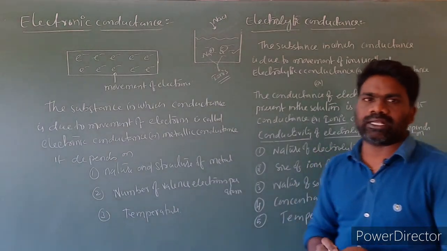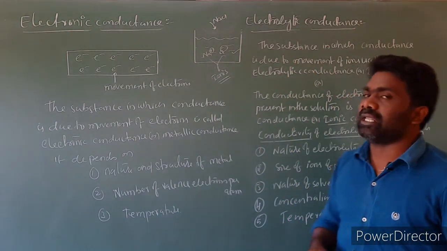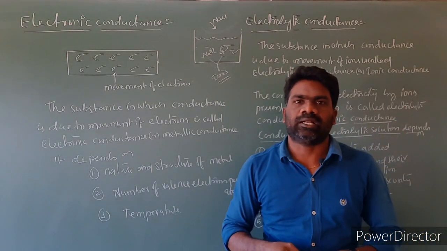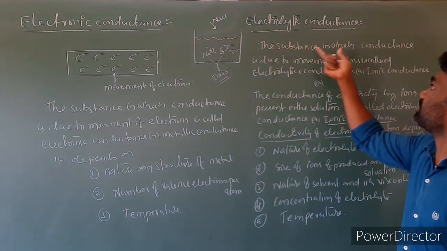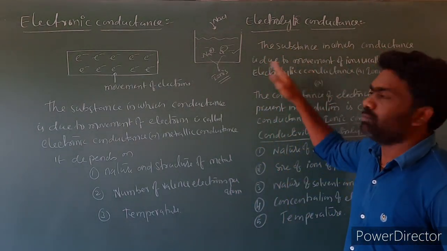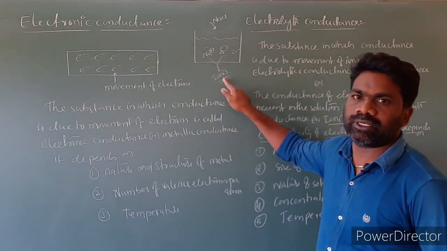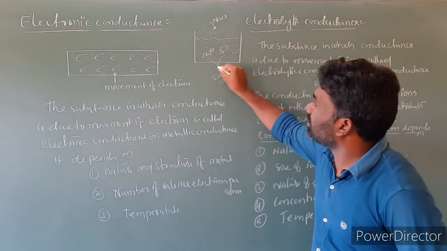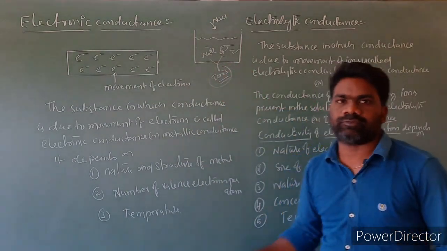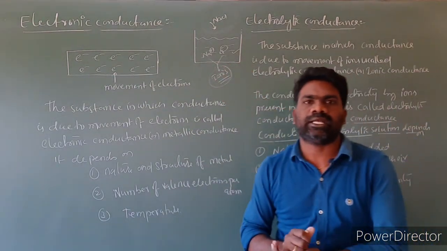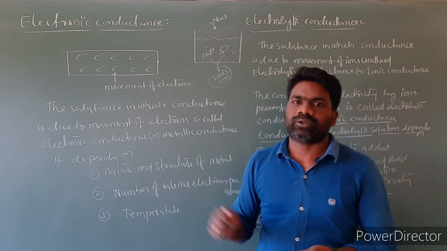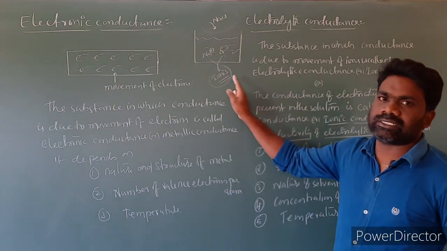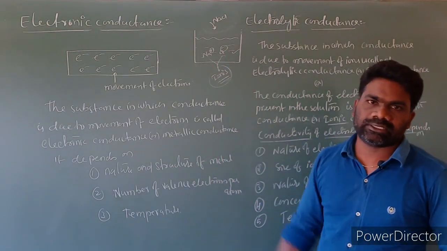Conductivity of an electrolytic solution. This is electrolytic conductance. Electrolytic conductance means the substances in which conductance is due to the movement of ions. The movement of ions will decide the conductance. So the movement of ions is responsible for the conductance of this solution. This is also called ionic conductance.